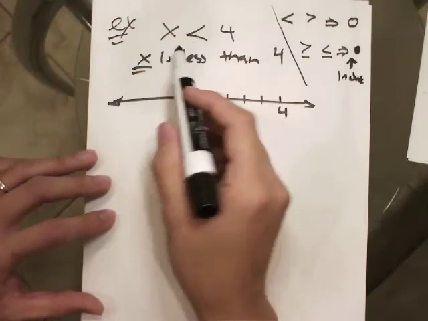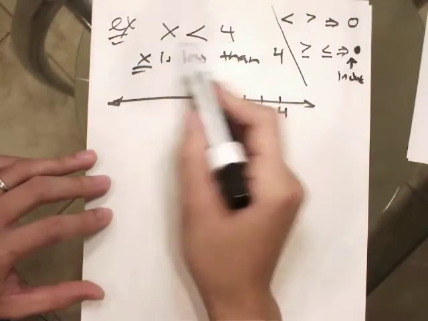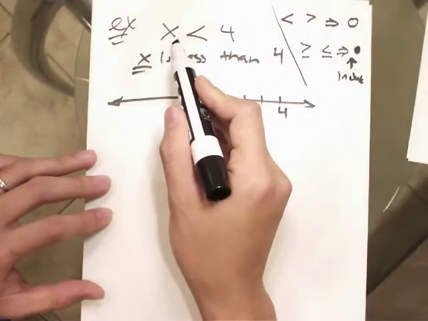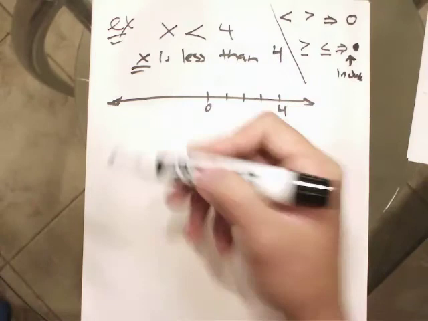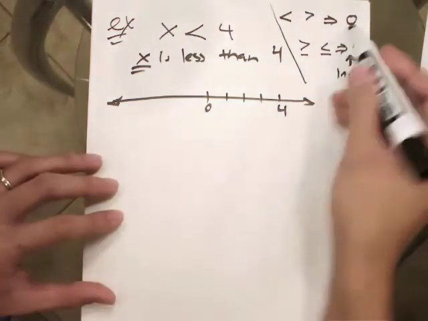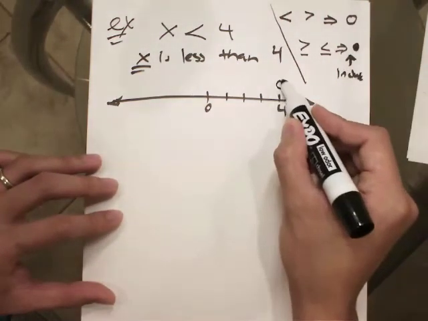So in this case, anything that's less than 4, we cannot have 4 in it, okay? Because 4 is not less than 4. Therefore, we have to exclude 4. Exclude means we have to use the open circle, okay?